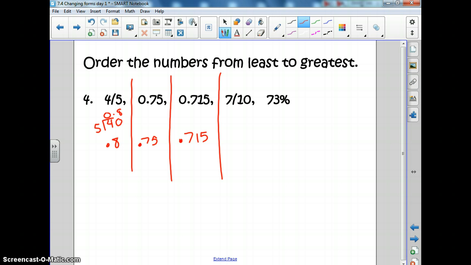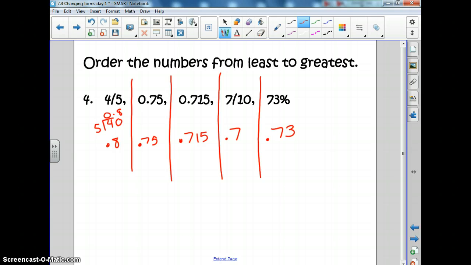Move over here to this one, 7/10. Ooh, that's a nice easy one. Read it out loud, 7/10. How would that look as a decimal? 0.7. All right. So I'm just going to turn it to 0.7. And the last one, 73%, 0.73. Now all I have to do is compare them, put them in order from least to greatest.